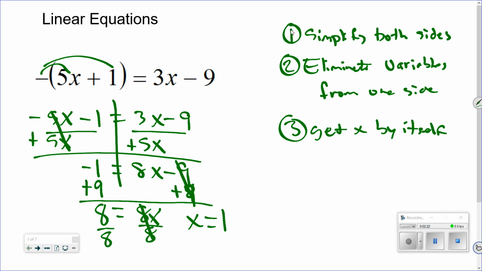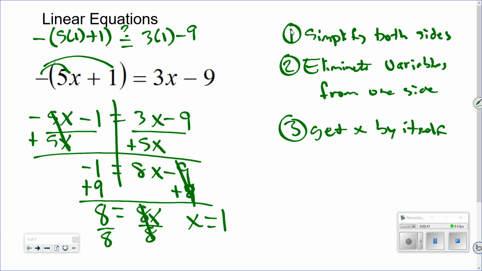Remember what it means to solve an equation. If you solve an equation, it means you find out what value of x makes it true. So let's double check and make sure this actually works. Negative 5 times 1 plus 1. The question is, does that really equal 3 times 1 minus 9? So let's work both these out.